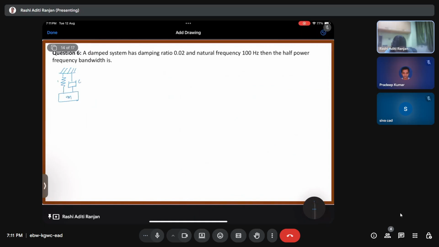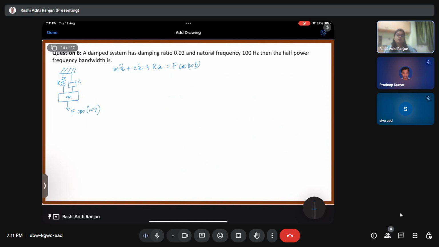M, C, K. Okay. Now for this system, if I add a forcing F, right, what is going to be its equation of motion? Its equation of motion is going to be m x double dot plus c x dot plus k x is equal to F. Now if F is periodic, it is going to be cos of omega t.